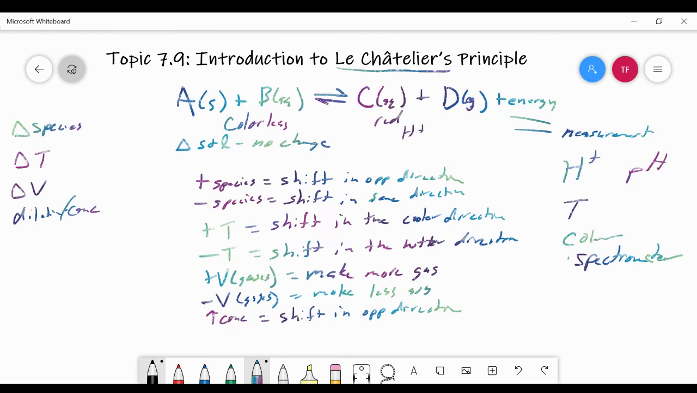So that's an introduction to Le Chatelier's principle, just talking about qualitative ideas about how Le Chatelier's principle and changes in concentrations, temperature, volume, and the species can change equilibrium.